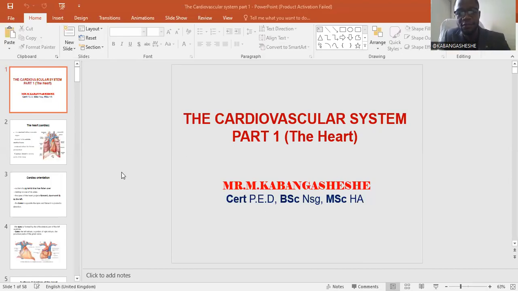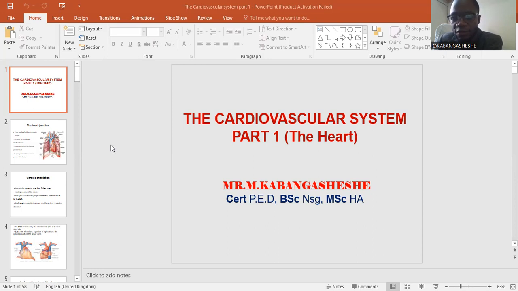Right, so today's session will look at the cardiovascular system. The first part we'll look at is the heart. So cardiovascular system, we're talking about the system of the heart, which is a major organ, which serves as a pump as well. Then we're also looking at blood vessels, talking about veins and arteries. Then also talking about capillary beds.